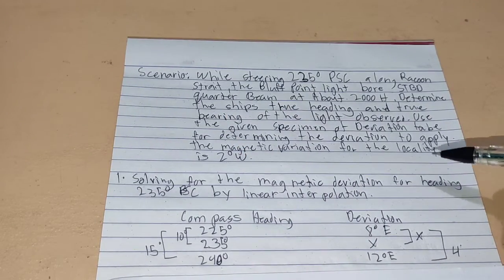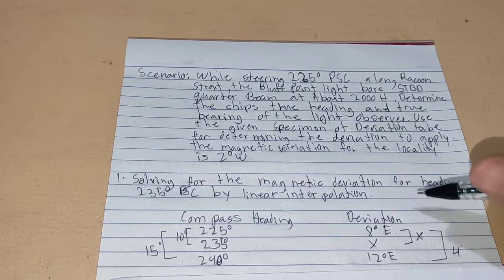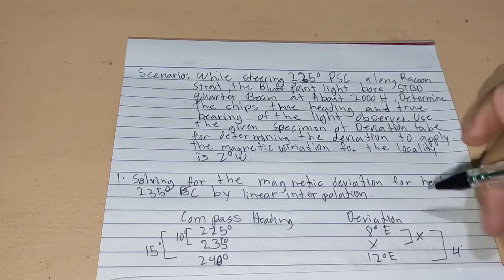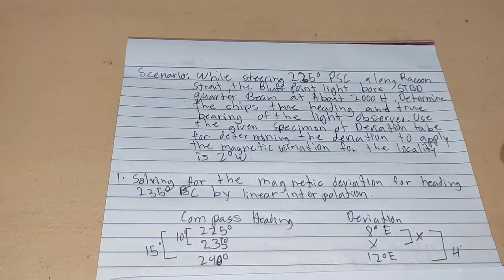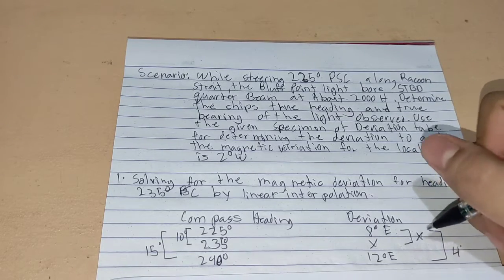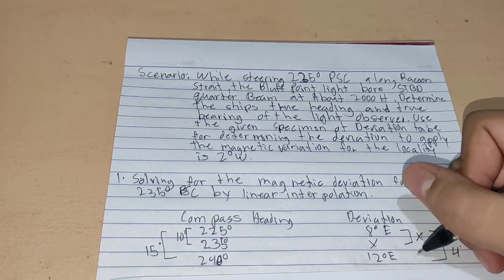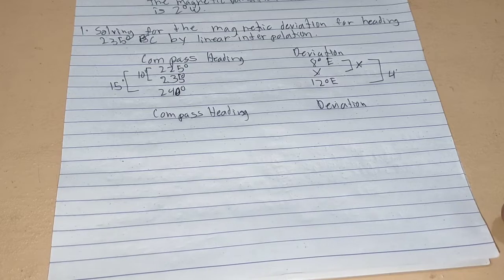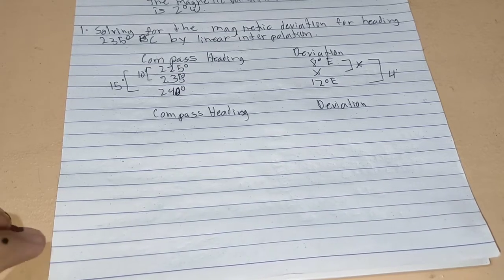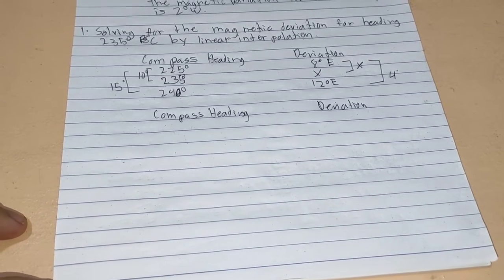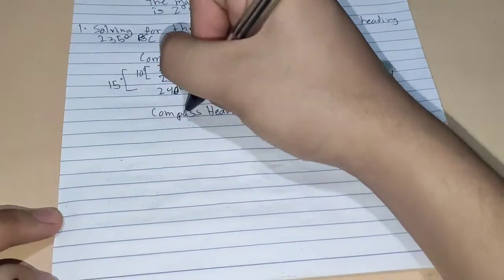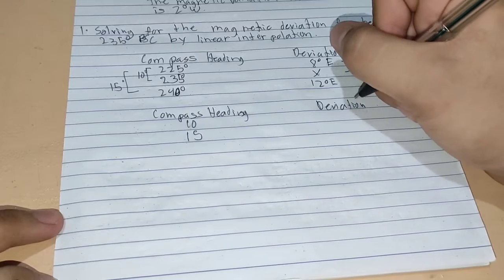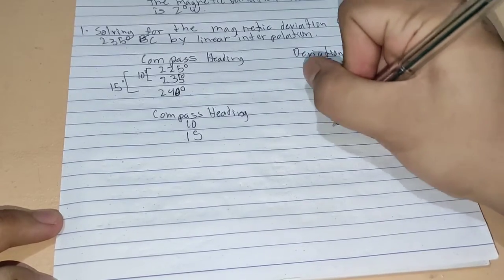Next is the same step for the deviation. 8 degrees, and the difference with X, we need to put X. And then the difference between 8 and 12 degrees, so the answer is 4. After we get the differences, we are now listing the answers, which are 10, 15, and the deviation is X and 4.